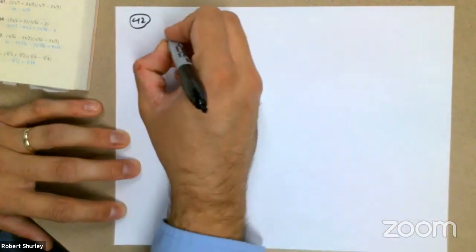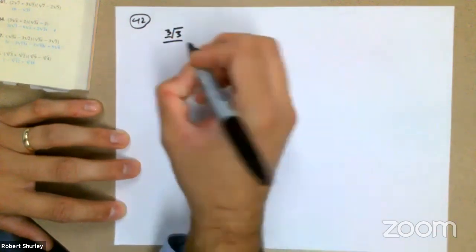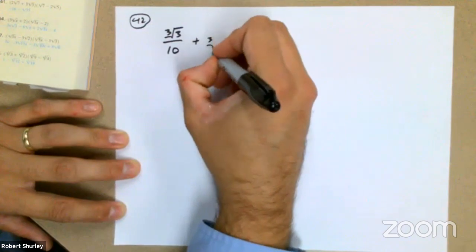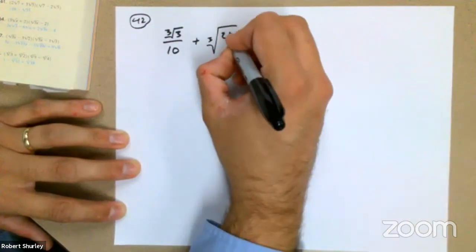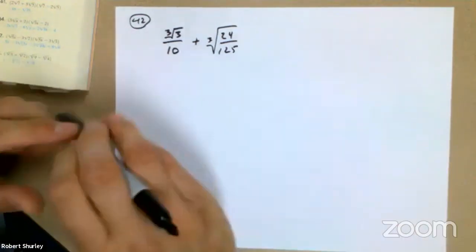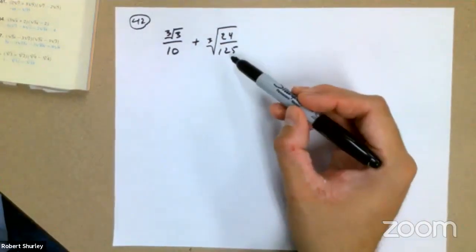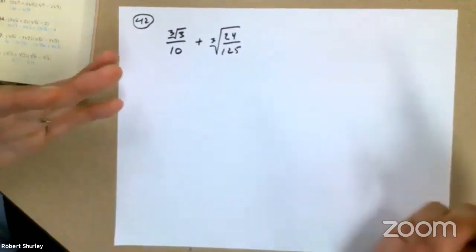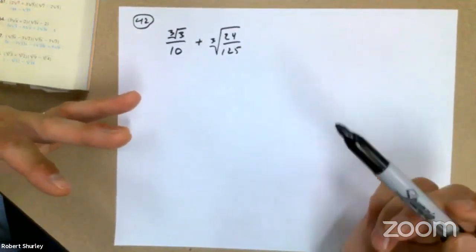So now we're back to adding and subtracting. 42 says the cube root of 3 over 10 plus the cube root. Now they do the whole fraction here, 24 over 125. Okay. So that's a 24 and a 125. Now they're both cube roots, so they've got potential to add together. They definitely can't add together the way they're written, right?